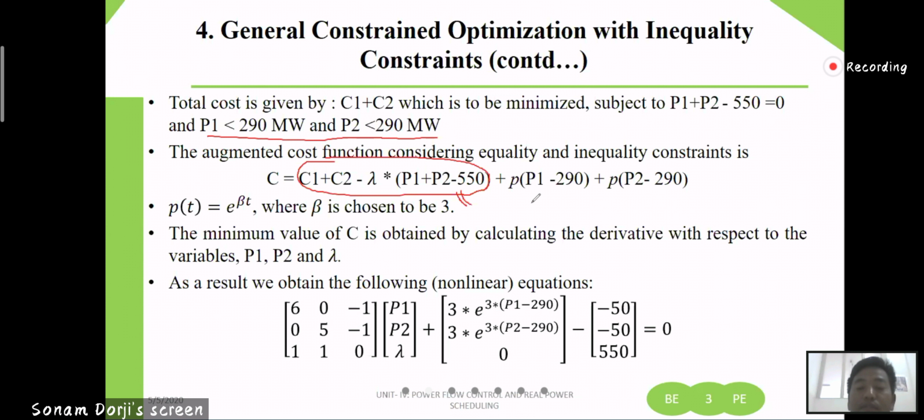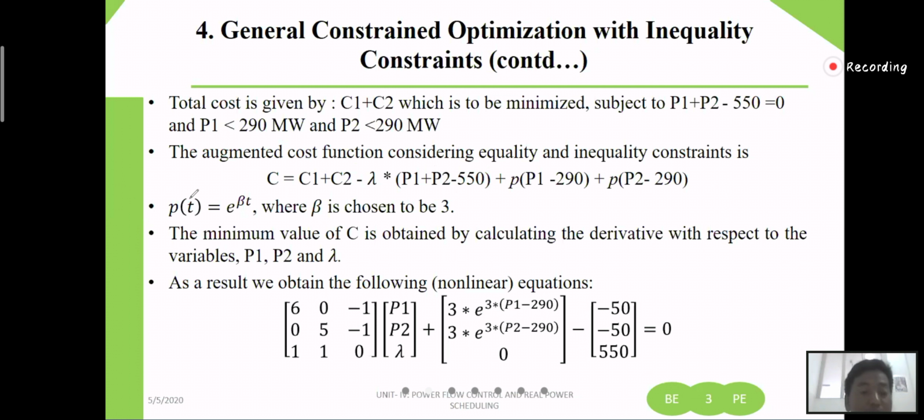So then what we have to do is add, or augment, the cost function for the inequality with a term p into P1 minus 290, because it has been specified that the maximum is 290. So P1 minus 290, and then for P2 also minus 290. So this will become the cost function.